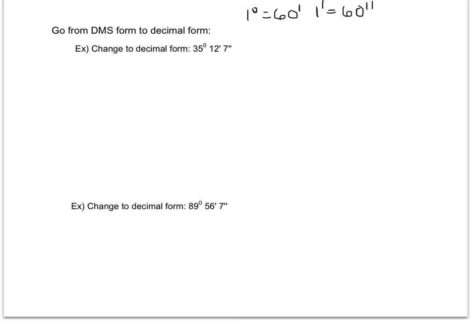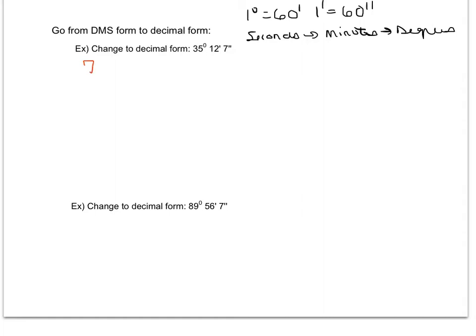So we're going to start by taking our seconds and figuring out how many minutes that is. And then taking that minutes and figuring out how many total degrees that is in decimal form. So let's go ahead and look at this first example, and then the second one would be a great one for you to try, and then I'll go over the second one.